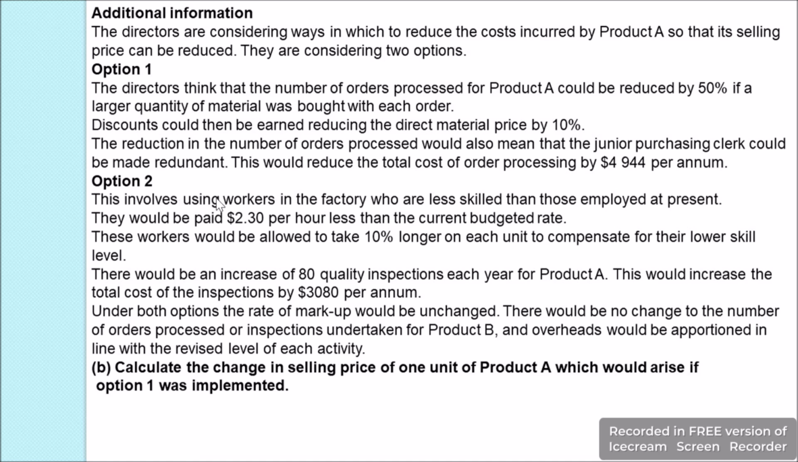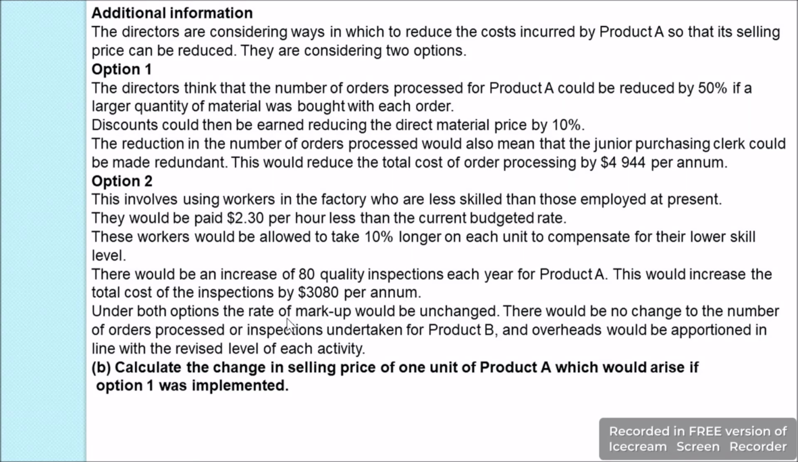Option 2 involves using workers in the factory who are less skilled than those employed at present. They would be paid $2.30 per hour less than the current budgeted rate. These workers would be allowed to take 10% longer on each unit to compensate for their lower skill level. There would be an increase of 80 quality inspections each year for product A. This would increase the total cost of inspection by $3,080 per annum.